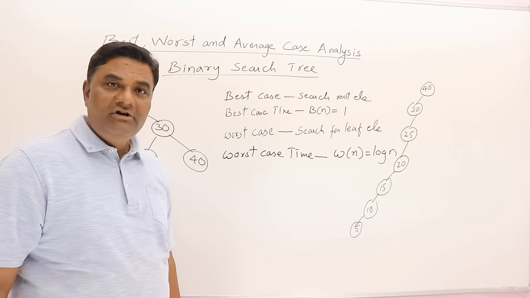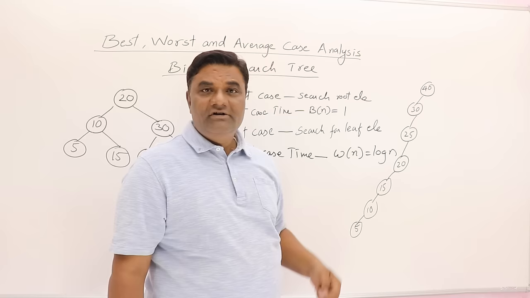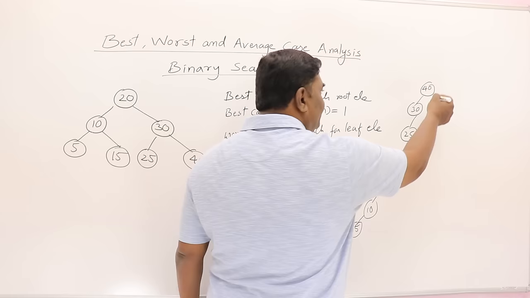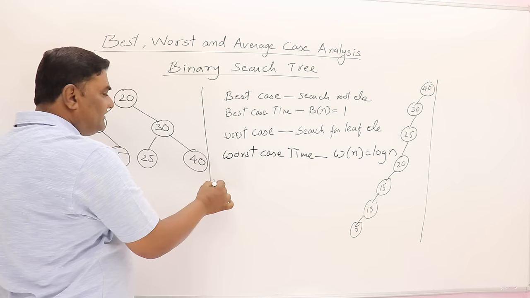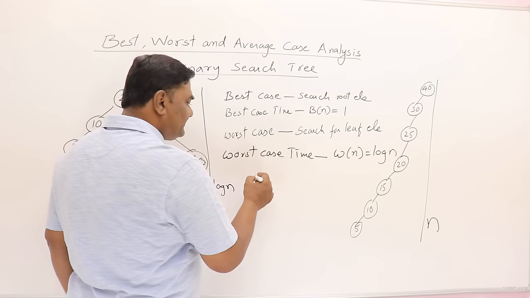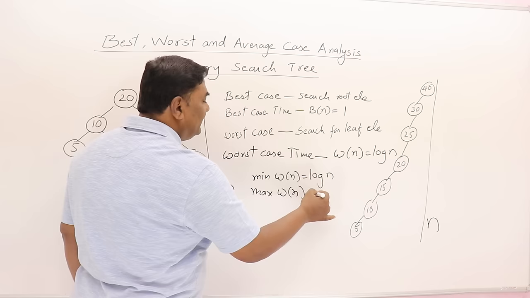Now, what is the best case in this binary search tree? Best case is the same. For a binary search tree, best case is the same: searching for the root. Then what is worst case? Searching for a leaf. So who is the leaf? Only one element. Searching for this one is worst case. But what is the time taken? It depends on the height of a tree. And there also it depended on the height of a tree, and the height was log n. And here the height is n. So it means that in worst case, the minimum worst case time is log n, and the maximum worst case time is n.